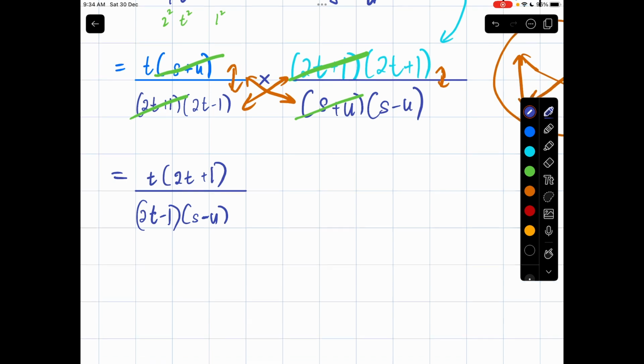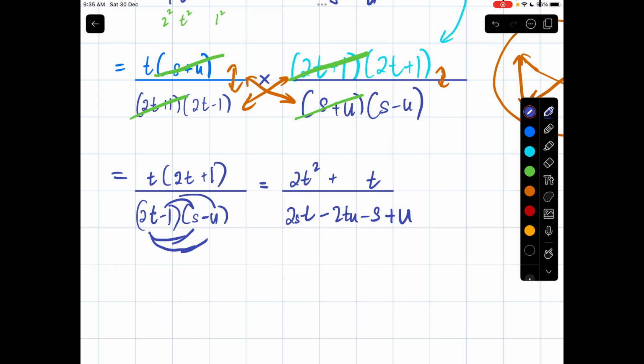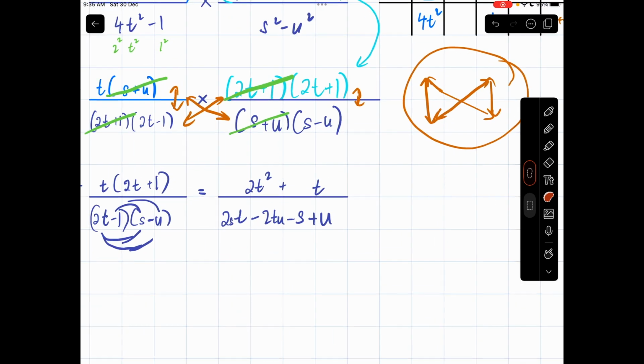I would highly recommend you just expand it so that you don't have any confusion after passing out the paper. So at top you'll have 2t squared plus t, over 1 by 1: 2t times s, you get 2st. 2t times negative u, you get minus 2tu, and then negative 1 times s, you get negative s, and negative 1 times negative u, you get plus u. That's about it. And that's the simplified version of this.